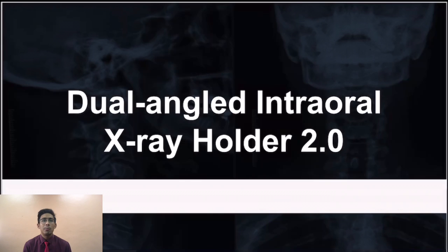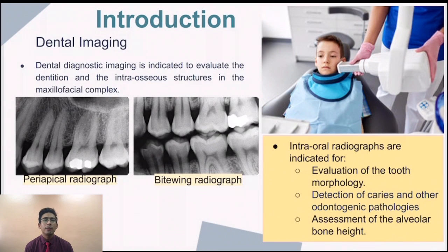Today, I will be presenting our product, which is the dual angle intraoral X-ray holder. As for the introduction to dental imaging, it is indicated to evaluate the dentition and the intraosseous structure in the maxillofacial complex. As you can see in the examples below, there is a periapical radiograph and also a bitewing radiograph. Intraoral radiography is indicated for evaluation of tooth morphology, detection of caries and other odontogenic pathologies, and also assessment of the alveolar bone height.